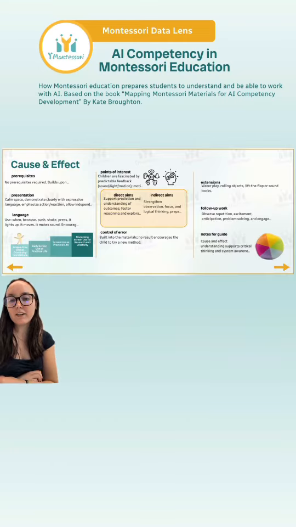For each lesson, we created a detailed page like the one above me, featuring prerequisites, presentation, language, level of screen usage, points of interest, direct aims, indirect aims, control of error, extensions, follow-up work, and notes for the guide. On the free version of our report, you are able to see 1 lesson per age group, and when the paid version comes out soon, you'll be able to see information like this for every lesson.